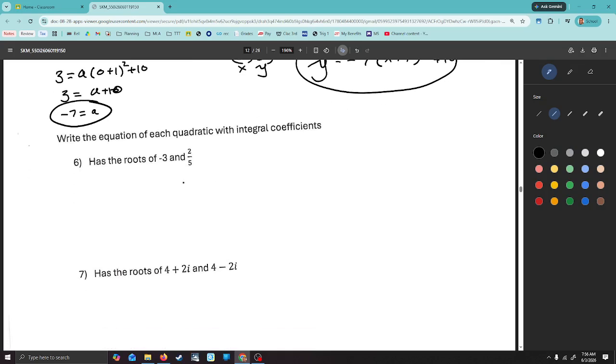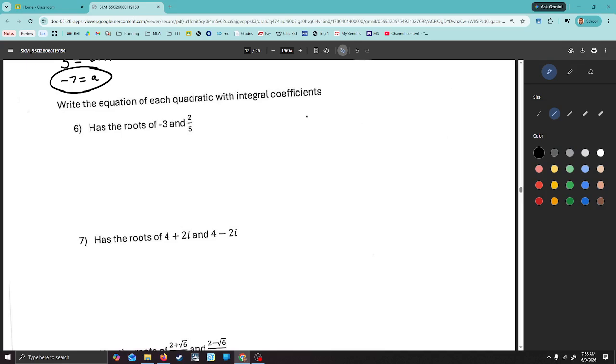All right, next one. Write an equation with integral coefficients. So, if I know the roots are negative 3 and 2 over 5, I know right before this answer, it must have looked like x plus 3 equals 0. Because if I did that, I would do minus 3, I get x equals negative 3. So because of that, I know right before, it should have looked like x plus 3. And for this one, it's 5 over 2. So how did it look like 5 over 2? Well, it must have been x plus 2 over 5.